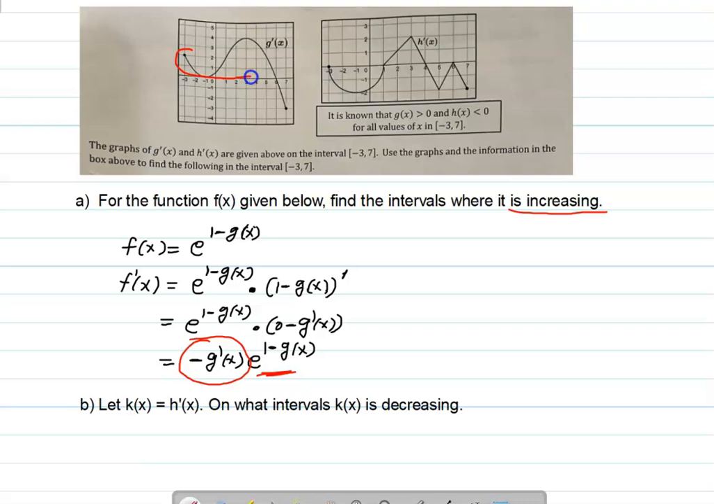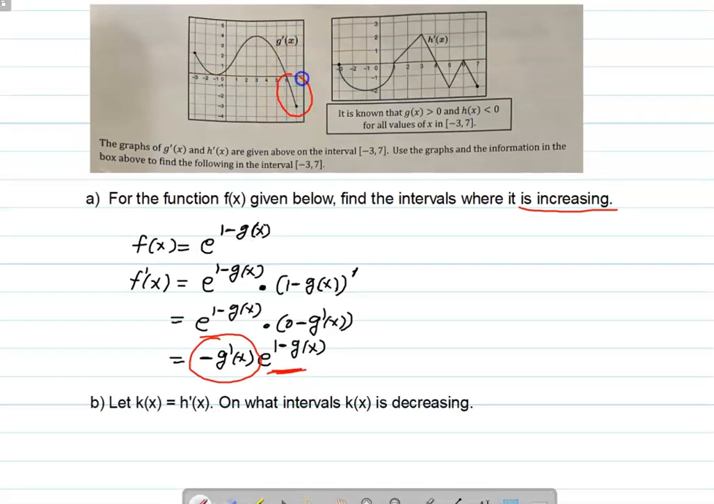For this whole part, g prime x is positive because it is above the x-axis. Only for this part, from 6 to 7, it is below the x-axis. That means the value of g prime x is negative only on this part from 6 to 7. That means f prime x would be positive on the interval 6 to 7, because the value of negative g prime x would be negative, and negative times negative equals positive.